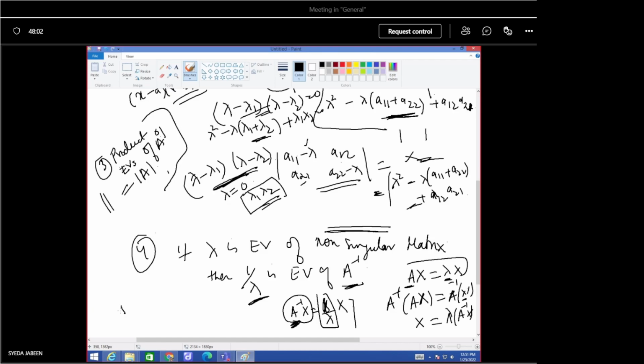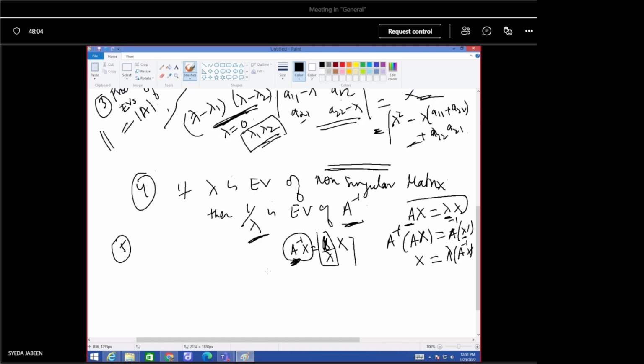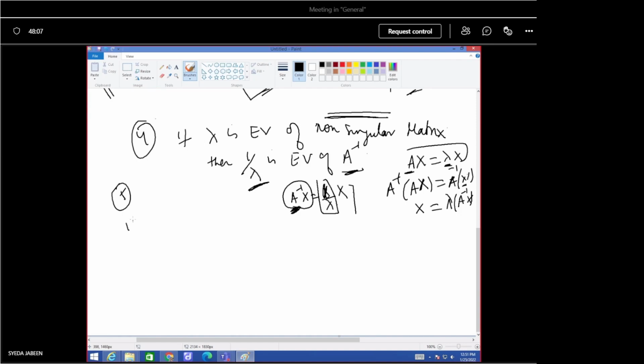Now there is another property, property 5. If lambda is an eigenvalue of an orthogonal matrix, then 1 by lambda is also its eigenvalue. What does orthogonal mean? A into A transpose is I, and A into A inverse is equal to I. So this will also be proved from the same previous property. We are not going into the proof. So this is the thing.